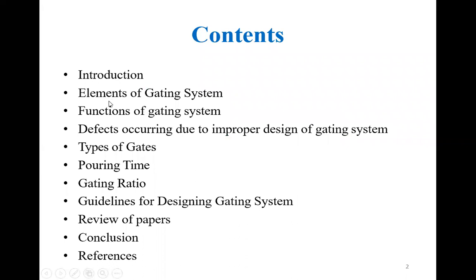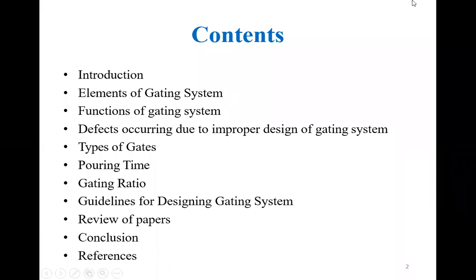Okay, the contents are: the first thing is introduction, the second is elements of the gating system, the third is the functions of the gating system, the fourth is defects occurring due to improper design of the gating system, and the fifth is types of gates, pouring time, gating ratio, guidelines for designing the gating system, review of the papers, conclusion, and the references. These are the topics which are to be covered in this class. Clear? So we'll start from the introduction.